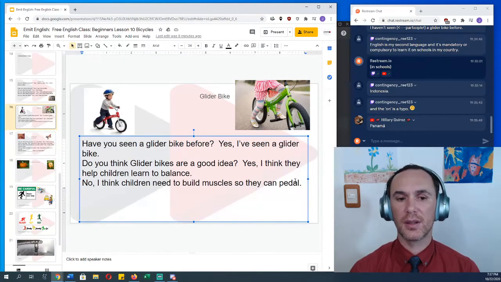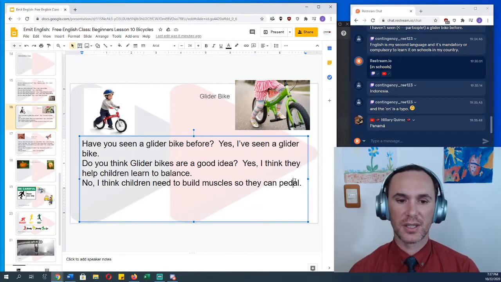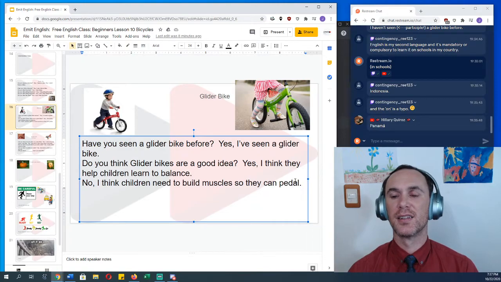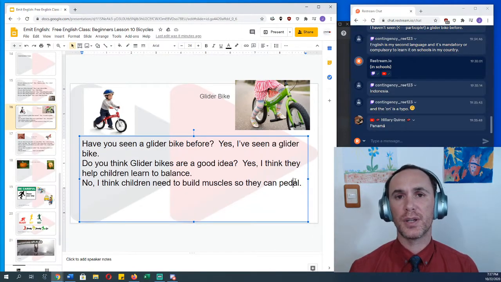We can also repeat the question. "No, I don't think glider bikes are a good idea. I think children need to build muscles so they can pedal." So these are our ideas and how to agree and disagree.